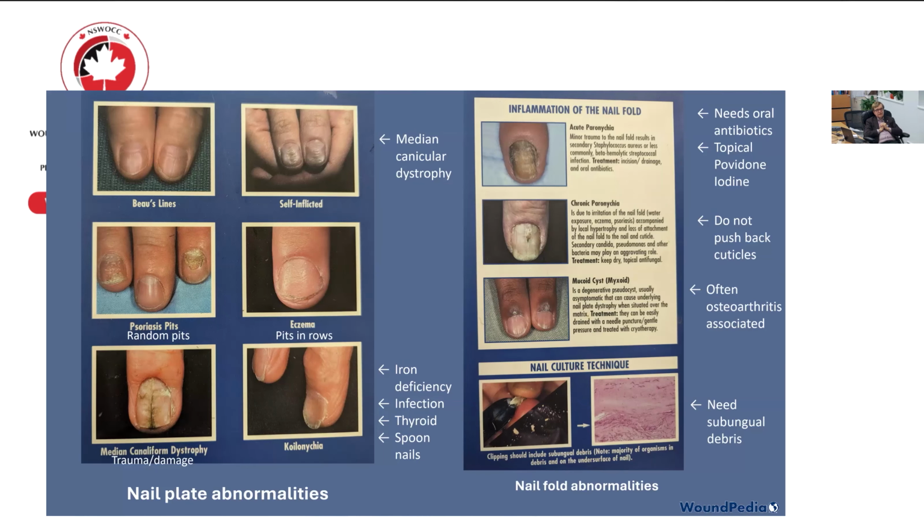these spoon nails. Inflammation of the nail fold, the one at the top is chronic paronychia, where it's rounded, you've lost the cuticle, there's some nail plate abnormalities. Acute is when it's painful, painful, painful. And it's usually secondary bacteria. And you need to treat gram-positives, negatives, and anaerobes there.